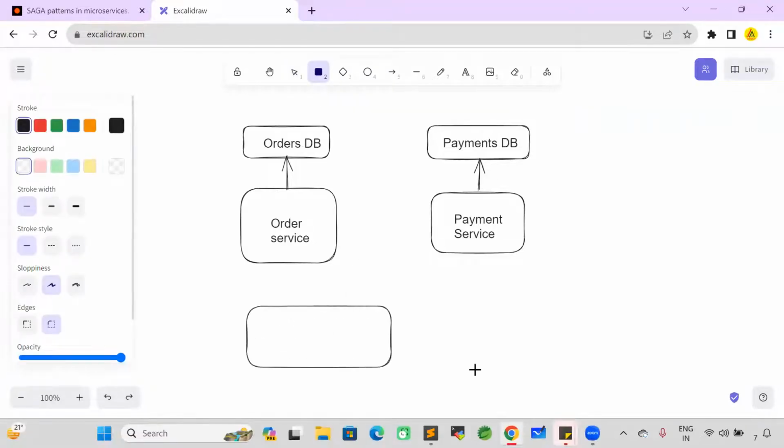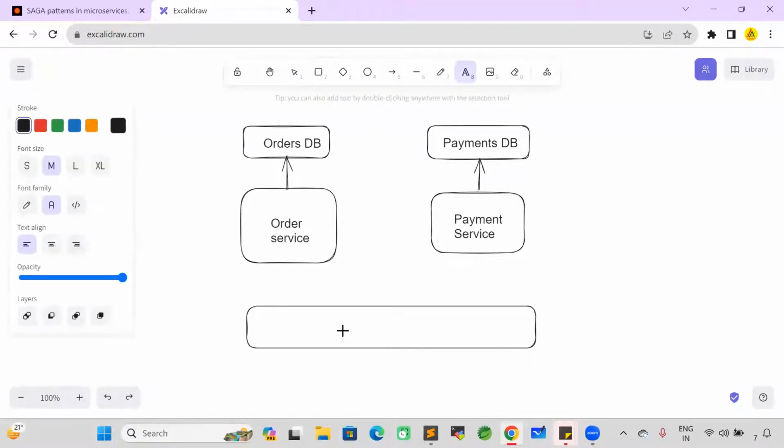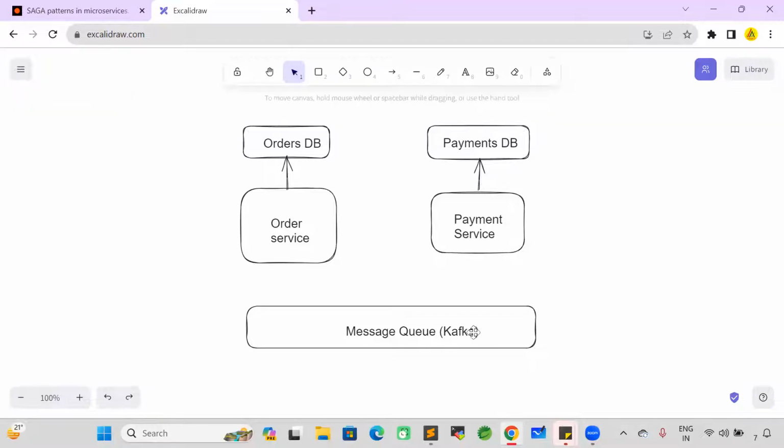So here I'm going for a choreography-based transaction. Choreography-based SAGA pattern is what I want to implement. When you go for choreography-based SAGA, we need a message queue. So I'm going to use Apache Kafka as the message queue. We already discussed what Apache Kafka is and why we need to go for Apache Kafka.